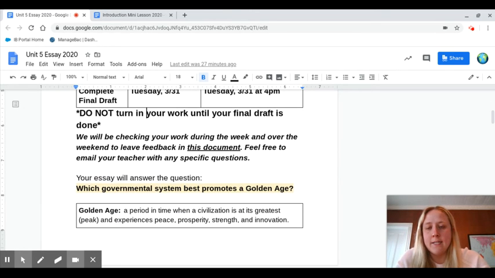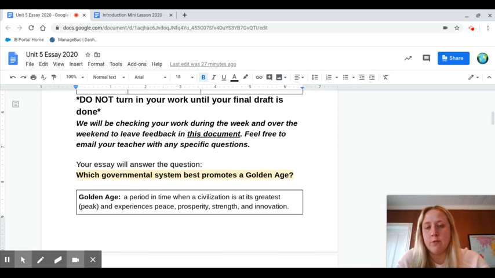So your essay for Unit 5 is answering the question, which governmental system best promotes a golden age? Right, so you're thinking about, out of these 3 places we've learned about, China, Greece, and Rome, which one do you think had the best government to help them with peace, prosperity, strength, and innovation?